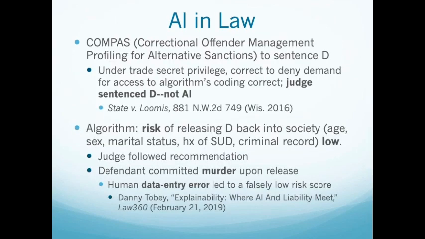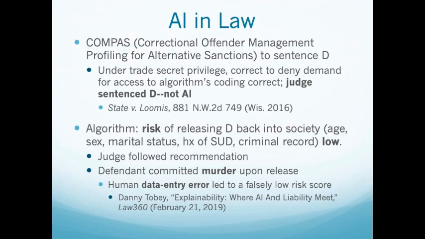There's COMPAS, the Correctional Offender Management Profiling for Alternative Sanctions, quite a mouthful, used in sentencing by a judge. In a case called State against Loomis from Wisconsin in 2016, the defense counsel tried to challenge the use of COMPAS, and in particular tried to discover more about the algorithm and how it led to whatever conclusion it finally reached. But the trial court held that the defense counsel was not entitled to this information because it was protected as a trade secret, and that decision was upheld on appeal.